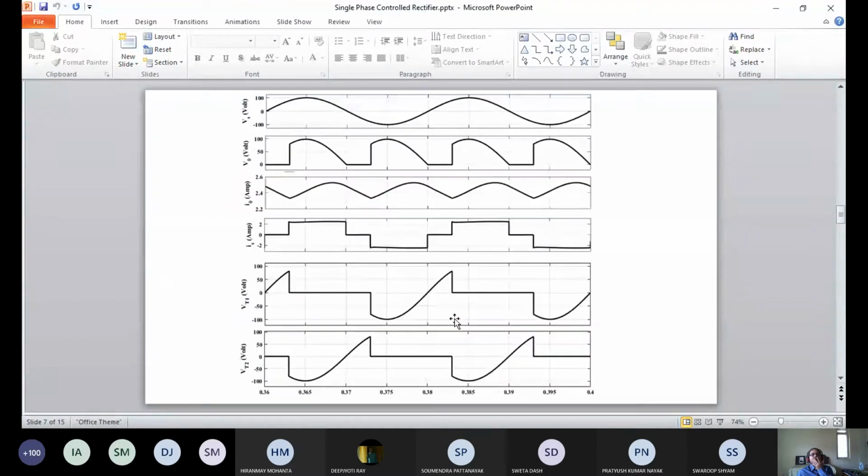Have you drawn the waveform? You draw the waveform.